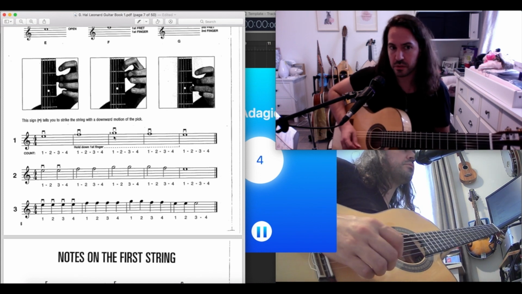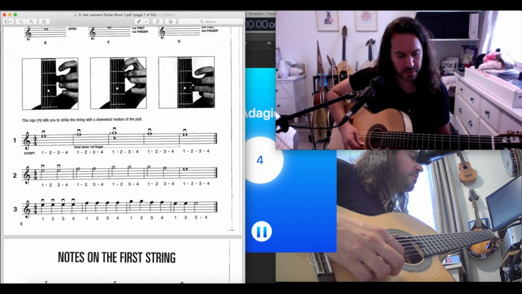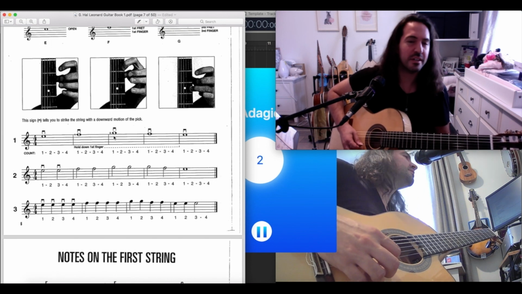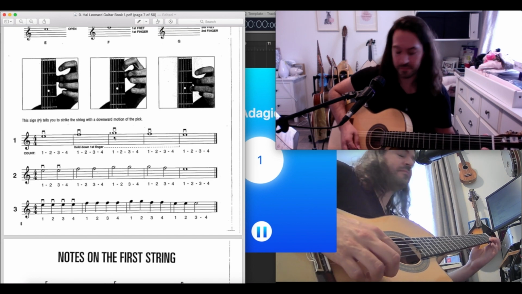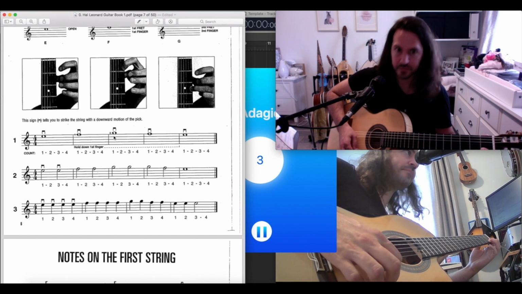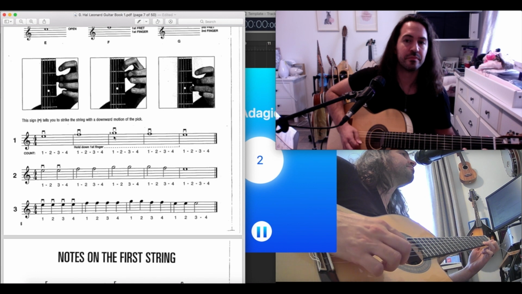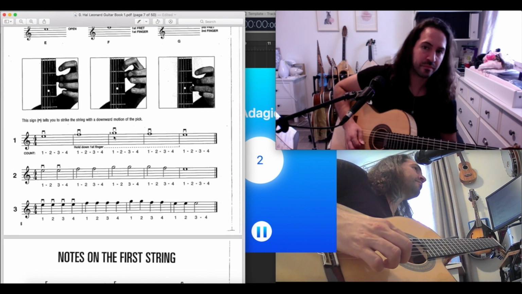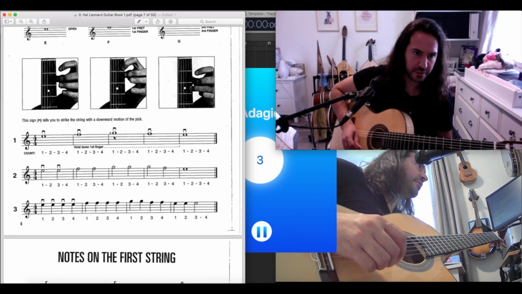Now quarter notes, all downstrokes. Oh, was I alternating on that? I'm going to do number 2 again to make sure I do all down. 2, here it is. All right, and now number 3. Here we go.